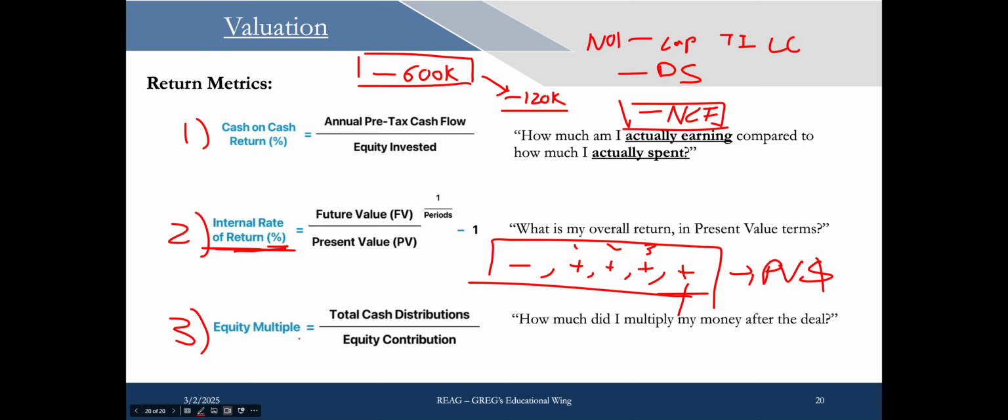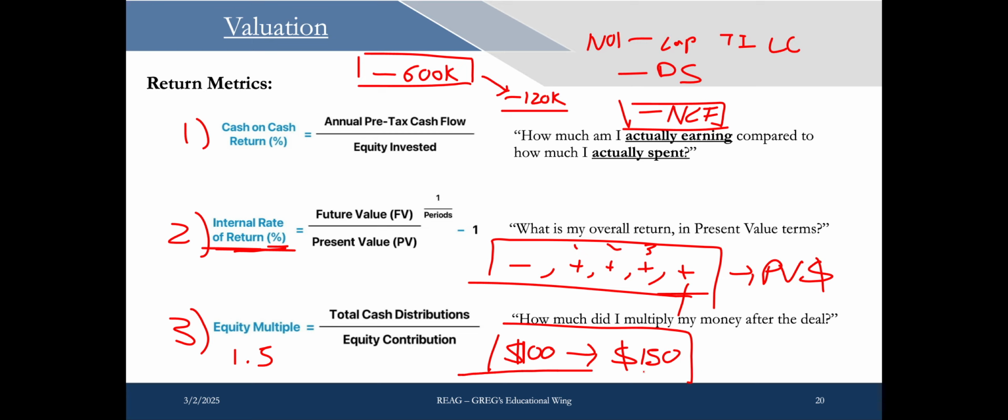Number 3 is my equity multiple. That's very simple as well. If I put $100 into the deal, and then by the time I exit the deal, I walk away with $150, my equity multiple would be 1.5. So that's your equity multiple.